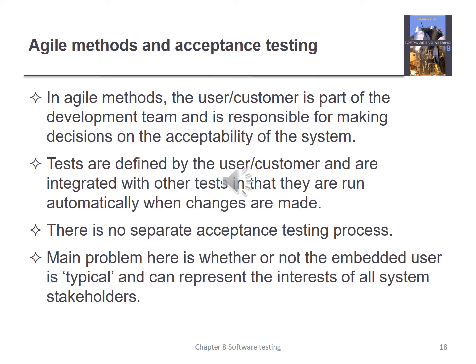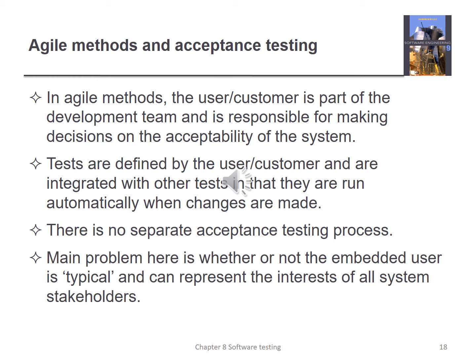They are interlinked. In the Agile method, the user customer is part of the development team and is responsible for making decisions on the acceptability of the system. In other words, when we do an increment, we don't go to the next increment until the customer gives his okay on it. We will go to the second increment and on until we finish the system. So there is no way he could come at the end and reject that system. Tests are defined by the user customer and are integrated with other tests, and they are run automatically when changes are made to this increment.